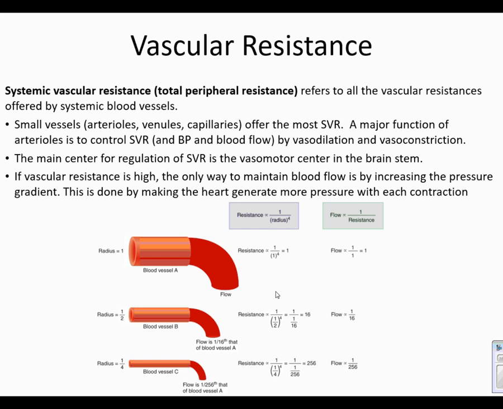If vascular resistance is high, the only way to maintain blood flow is by increasing the pressure gradient. And this is something I always like to really emphasize. If you have high resistance, like high blood pressure, the only way to combat that is by making the heart generate more pressure with each contraction. So what does that mean the heart has to do? Pump harder. And that makes it very difficult over time on the heart.